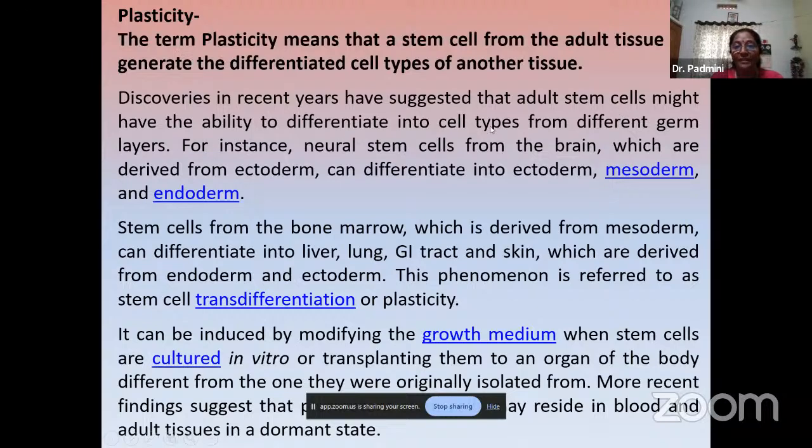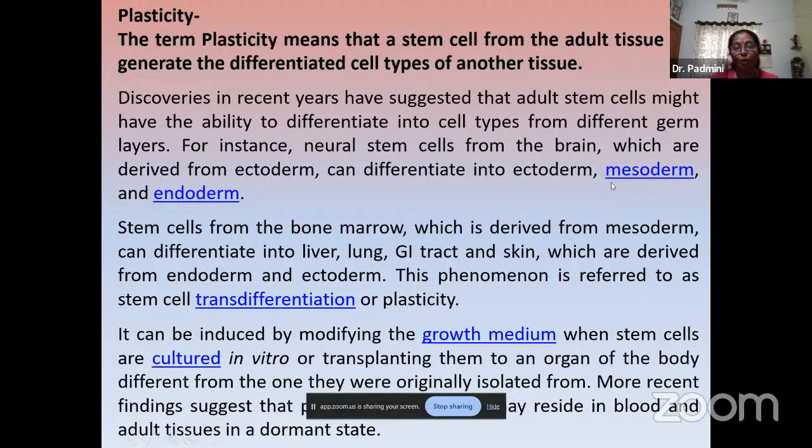Discoveries in recent years have suggested that adult stem cells might have the ability to differentiate into cell types from different germ layers. Germ layers, I'm talking about here ectoderm, mesoderm, or endoderm. So for instance, neural stem cells from the brain, which are derived from the ectoderm, can differentiate into ectoderm, mesoderm, and endoderm. That's called plasticity. So remember, the nervous system comes from the ectoderm. But the neural stem cells can also be differentiated into other different germ layers. That is called plasticity.